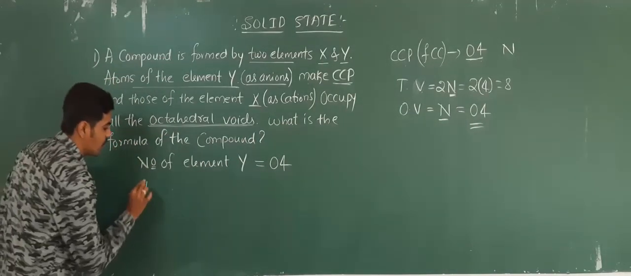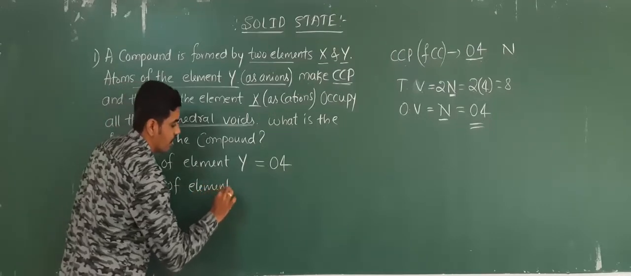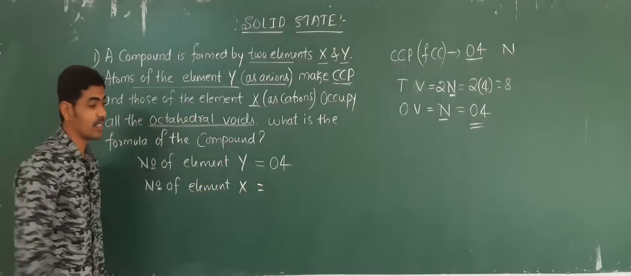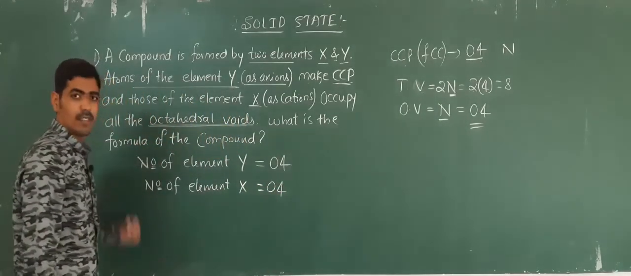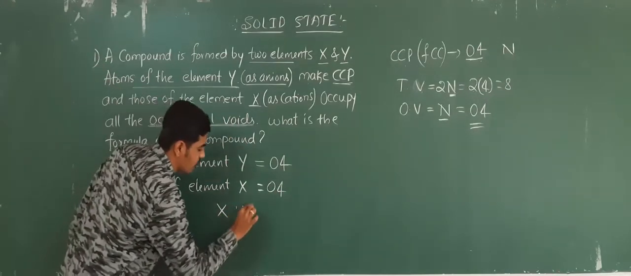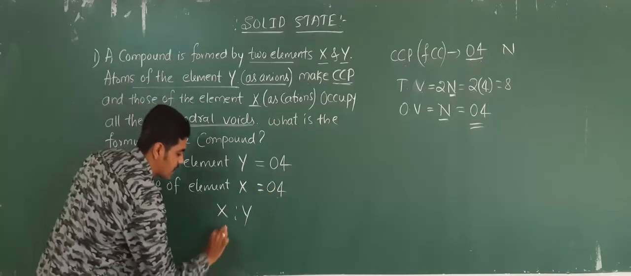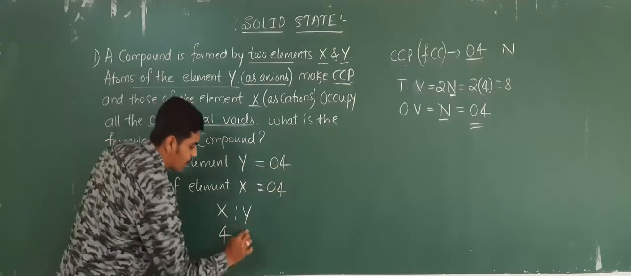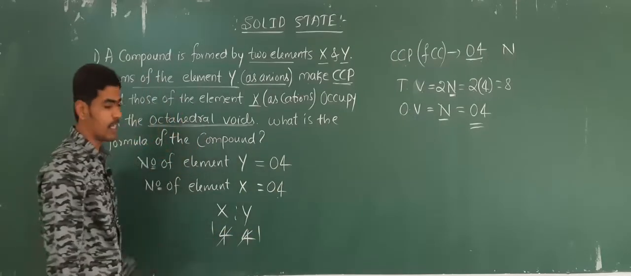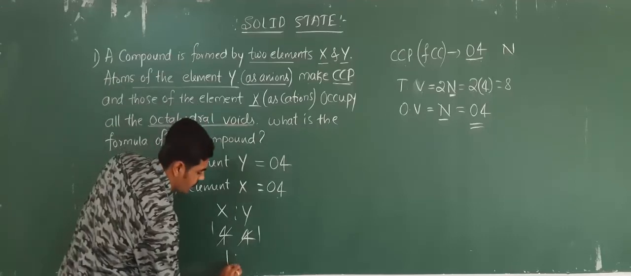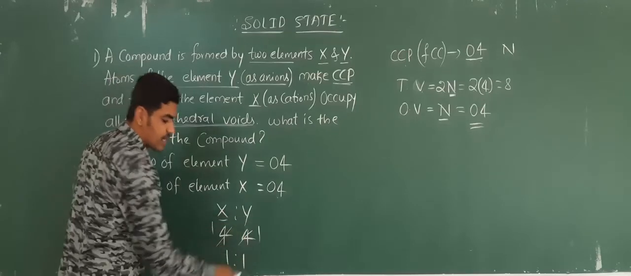So the number of element X is equal to how much? 4 particles. Then take this ratio of X to Y. How many X particles are there? 4. How many Y particles are there? 4. So 4 ones are 4 ones are. Take the simple ratio. How much will you get? 1:1. Means if X is 1, Y is also 1.